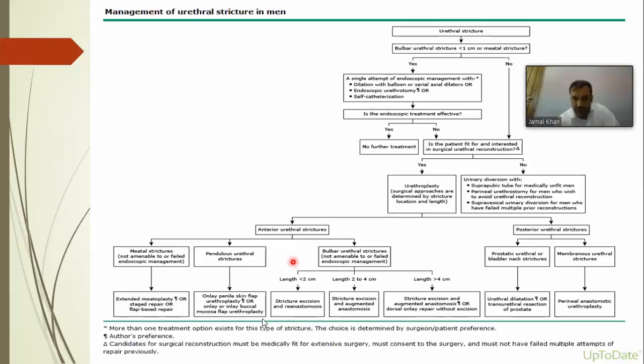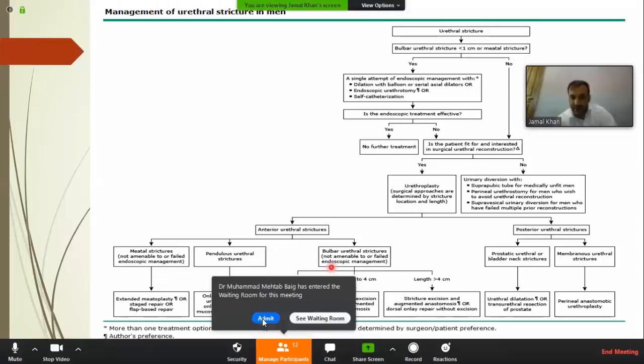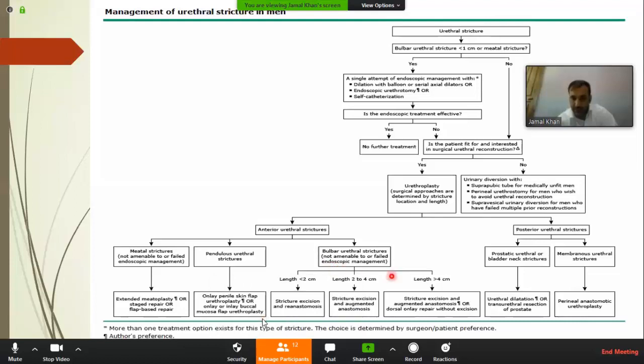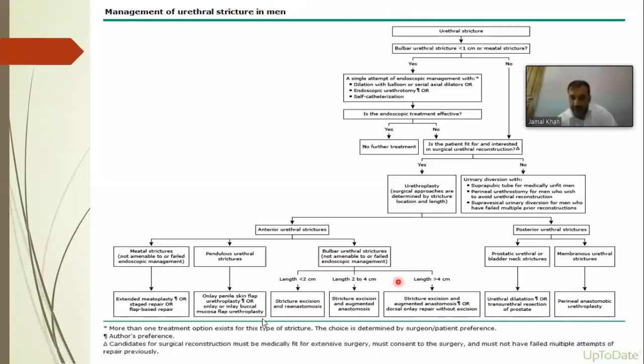Bulbar urethral stricture. If length is less than 2 centimeters, stricture excision and re-anastomosis. If length is 2 to 4 centimeters, stricture excision and augmented anastomosis. And if length is more than 4 centimeters, stricture excision and augmented anastomosis or dorsal onlay buccal mucosa graft.